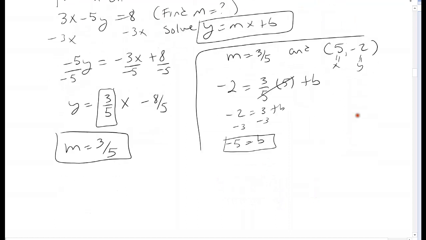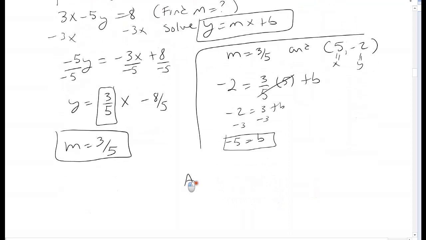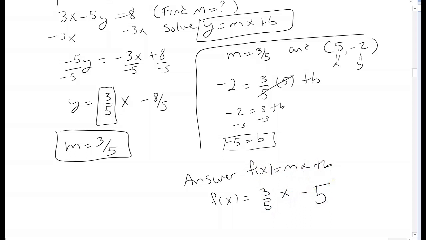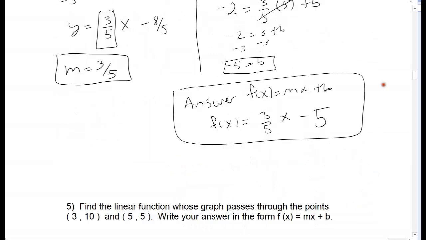And so my final answer then, that's my work. My f of x is equal to my slope, right? I want to put it in the form f of x equals mx plus b. My slope was 3/5, and my b was negative 5. Alright, there's my answer. Next example.